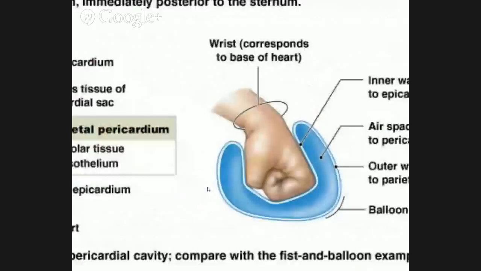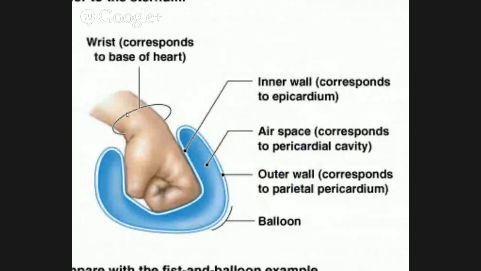Actually, in this picture with the balloon I was just showing you, they suggest the wrist would be like the base of the heart there. And that shows you the pericardium is wrapping around all the heart except for the base, which is where it's connected to everything else.